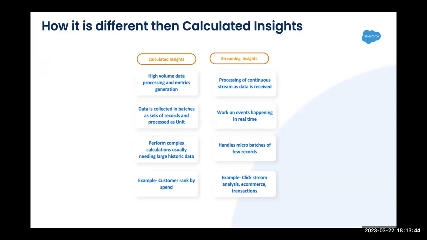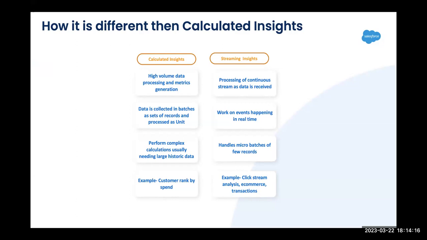scenario. So when it comes to the difference between calculated insights versus streaming insights, calculated insights would be high volume data, which is processing and metrics generation. But streaming insights is more like engagement data, which is a continuous process of stream as data is received, right? The data is collected in batches as a set of records and processed as a unit. But in streaming insights, it's happening in real time. When the event happens, it comes in real time.